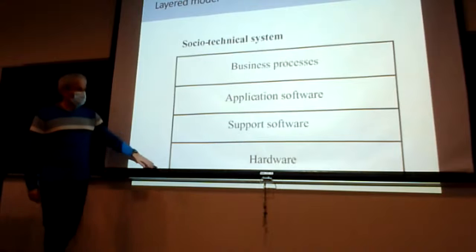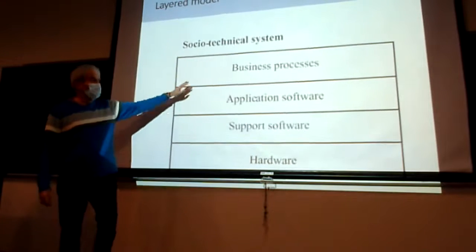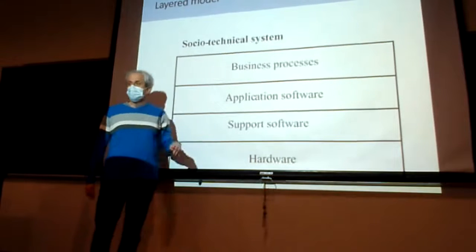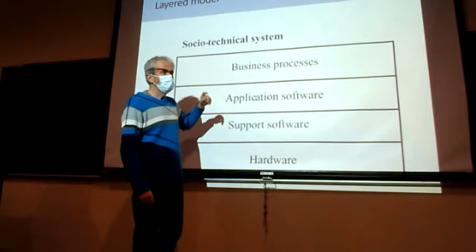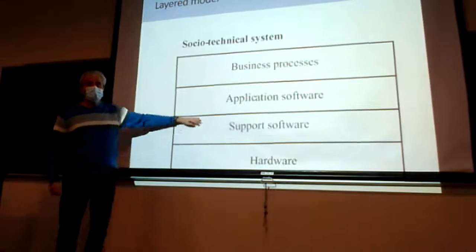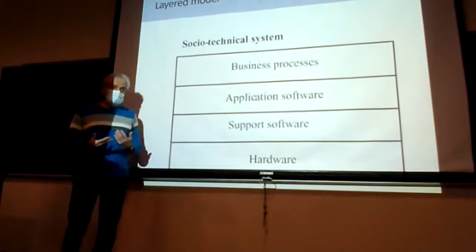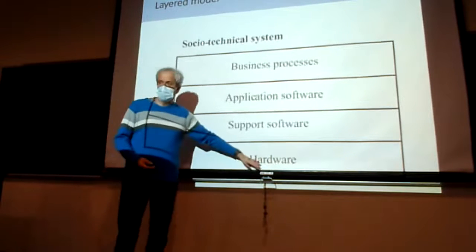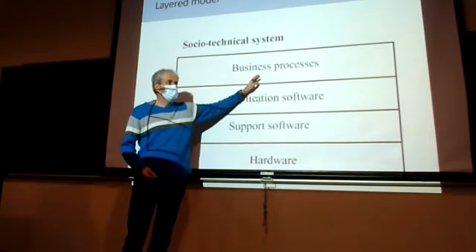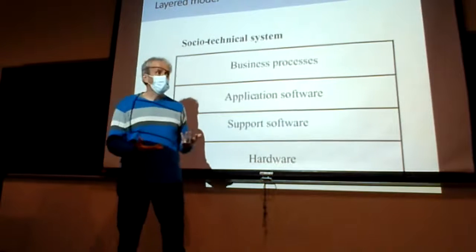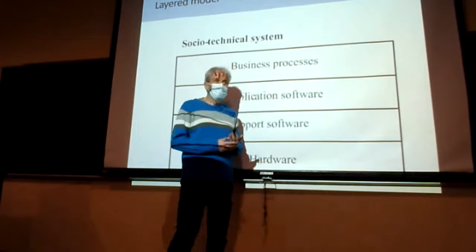So, and then if we look, actually, there are different layers. We have hardware, we have the support software, which could be the operating system, we have application software, and on top of it, we have the business processes, which take advantage of application software. Now, having such a layered architecture, in theory, we should be able to change one layer without actually having to change the other ones. That's the premise of a layered architecture.